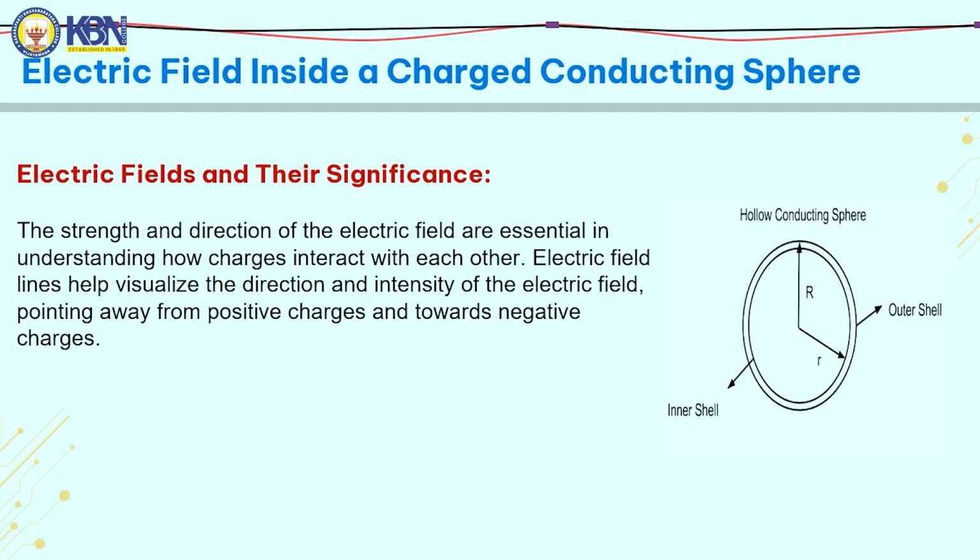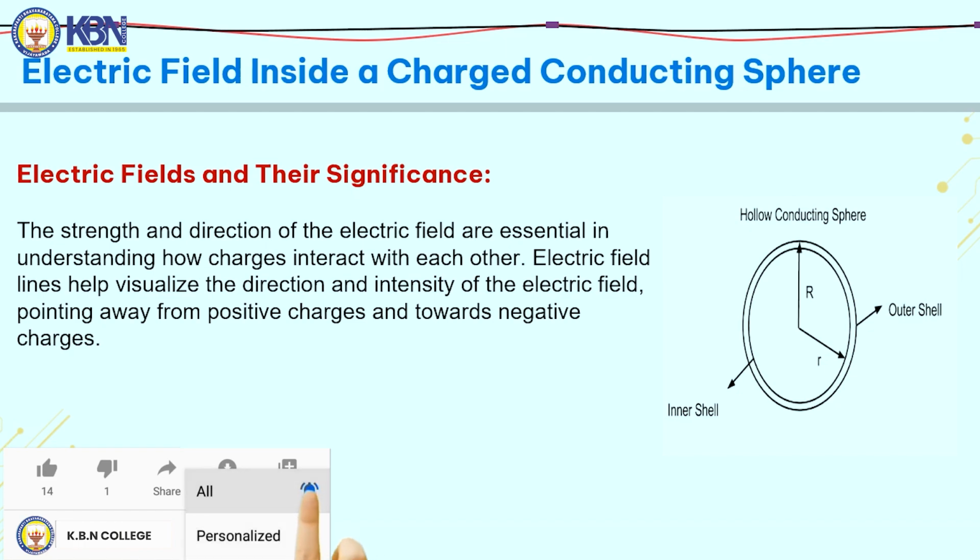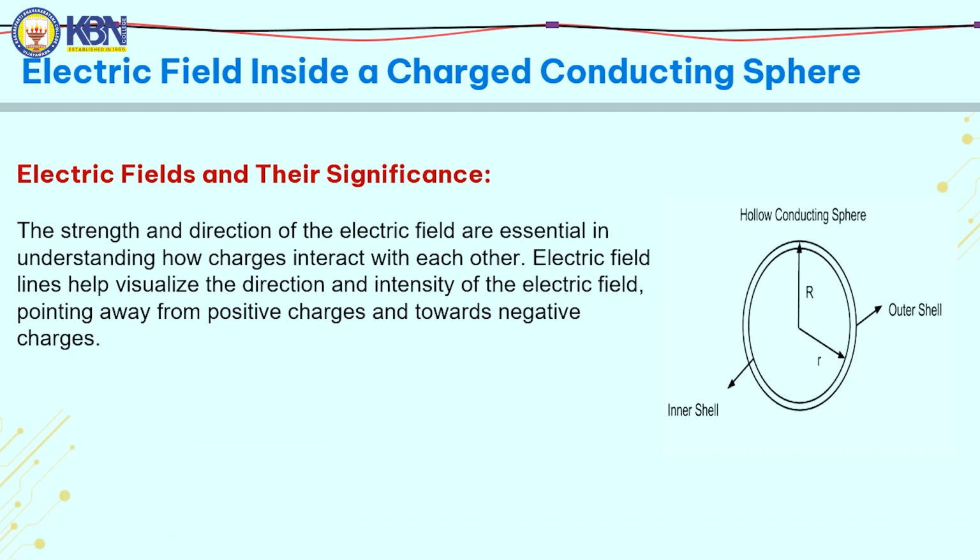And the last topic is the electric field inside the conducting sphere. An electric field is an invisible force that surrounds electric charges. It pushes or pulls on the electric charges placed in its vicinity. Think of it as an invisible net. The charge on a conductor is spread uniformly all over the sphere.